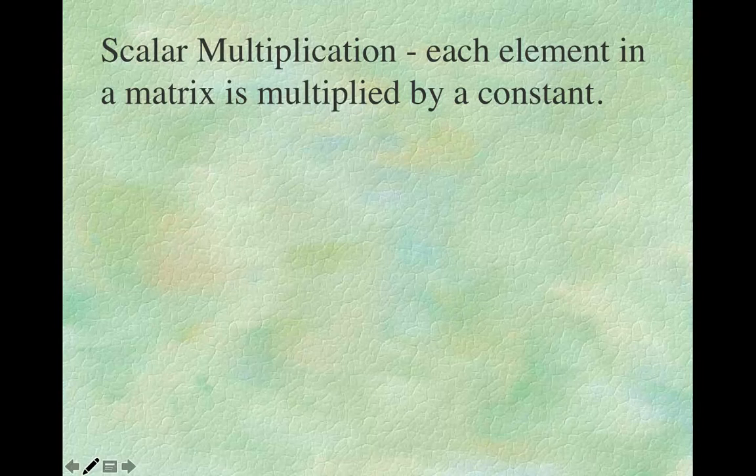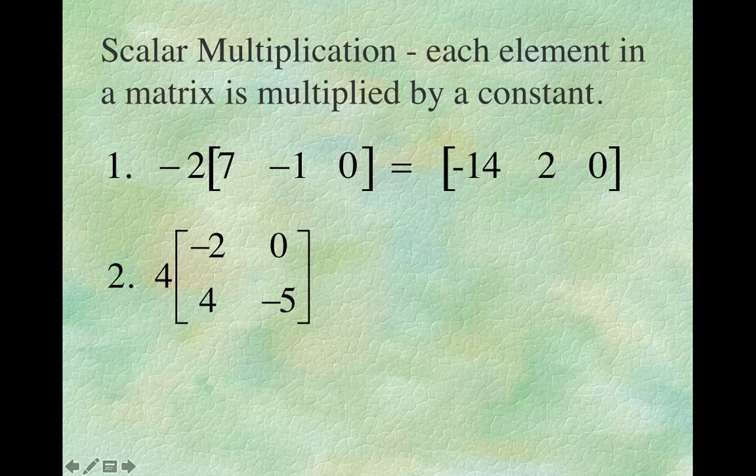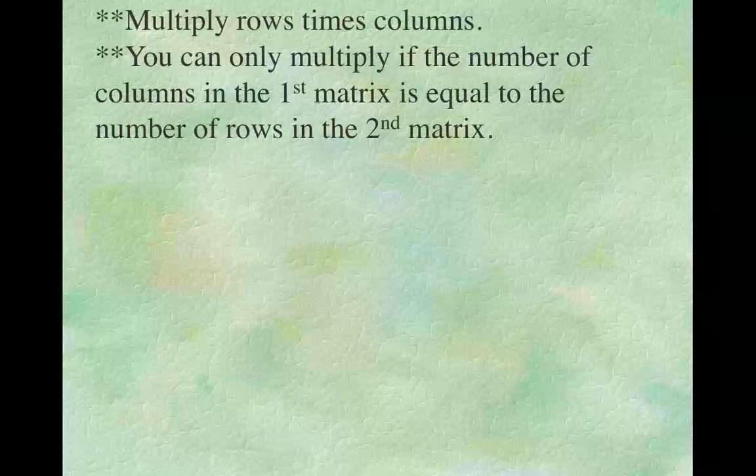So in scalar multiplication, each element in a matrix is multiplied by a constant, right? So when we did something like this, you're just distributing that -2. Something like this, you're distributing that 4. Something like this, you're distributing that -5, right? And it goes to every element of a matrix.